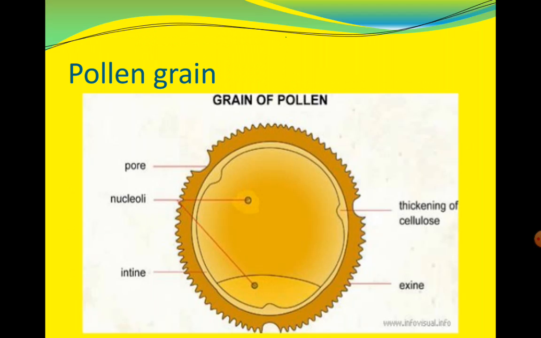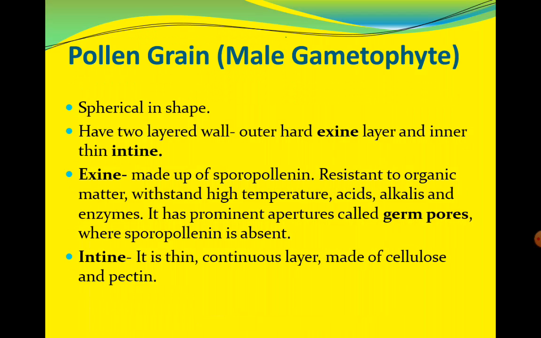Okay, this is a typical structure of pollen grain. You can see, most of the pollen grains are spherical in shape, but we can see variation in their shape as well. Each pollen grain is having two layers. Outer layer is called exine and inner layer is called intine. They are protective layers. Exine is made up of sporopollenin, which is one of the most resistant organic materials available in the world. It can withstand high temperature, acids, alkalis and enzymes.